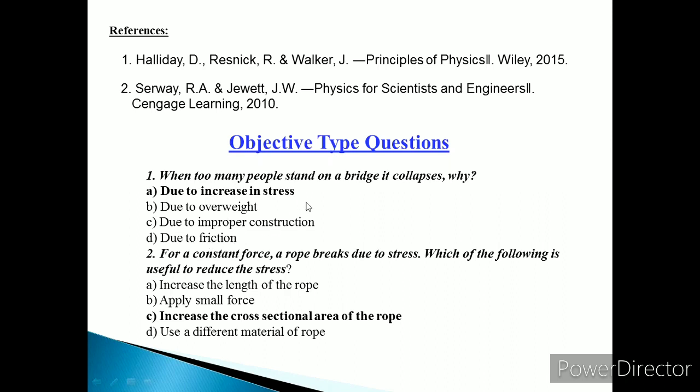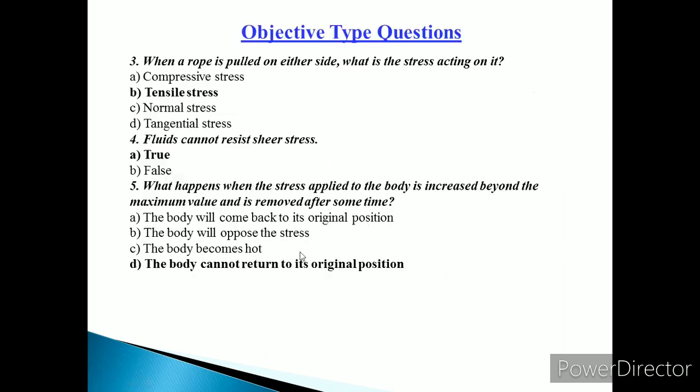What is the reason behind that? Students have to submit the reason as an assignment. Okay. Question number 2. For a constant force, a rope breaks due to stress. Which of the following is useful to reduce the stress? The answer is to increase the cross-sectional area of the rope. Just go through the previous concept and write the reason for these questions. Question number 3. When a rope is pulled on either side, what is the stress acting on it? The answer is tensile stress.